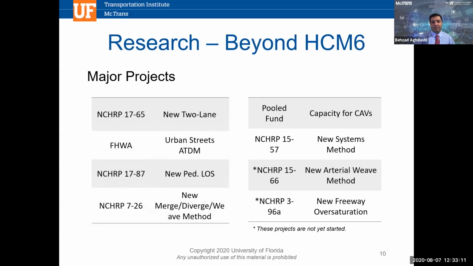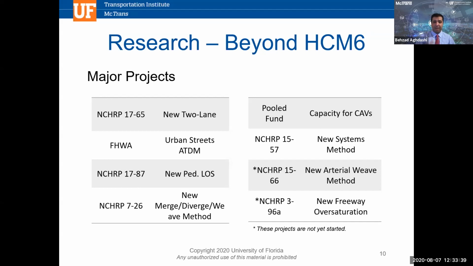So I think this will be the interesting section, and that is the research projects that have been done since the HCM6 edition got published. And basically, we are waiting for HCM 6.1 to be published in 2021 or 2022. The Highway Capacity Committee has already approved some of these chapters.